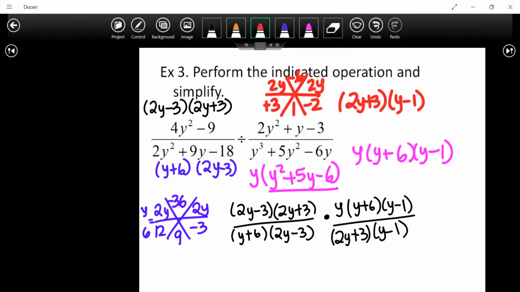2y minus 3 goes away with 2y minus 3. That y plus 6 goes away with that y plus 6. 2y plus 3 goes with 2y plus 3. y minus 1 goes away with y minus 1. What are we left with? y. All that work for that. So even though it might look super complicated, that's the beauty of that math, that factoring and simplifying looks really, really nice.